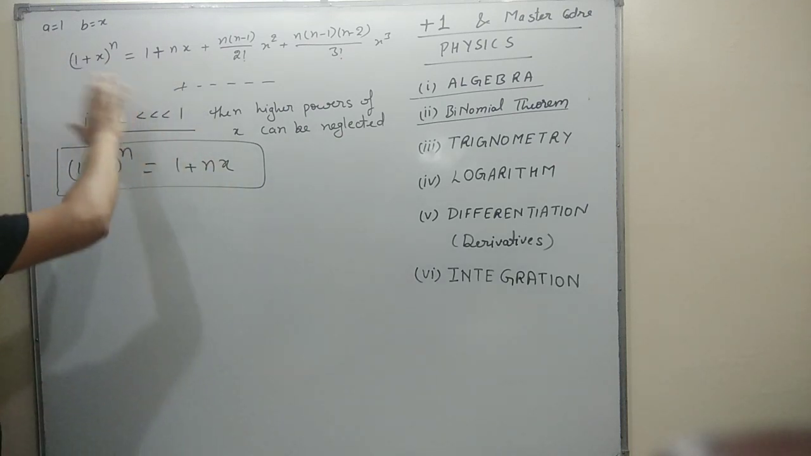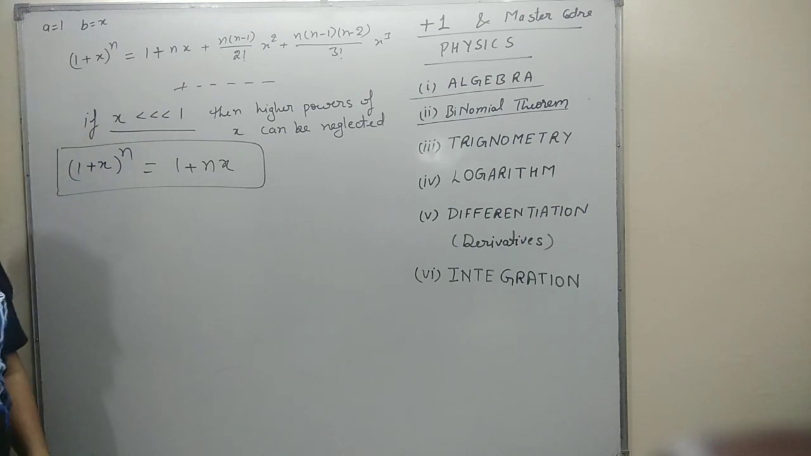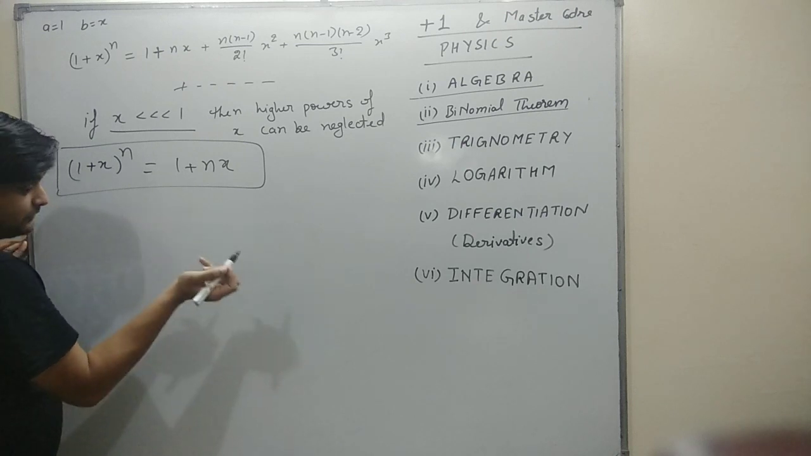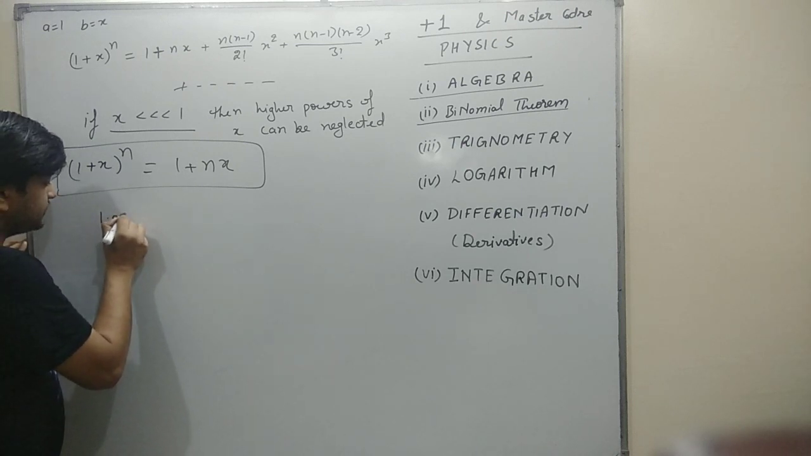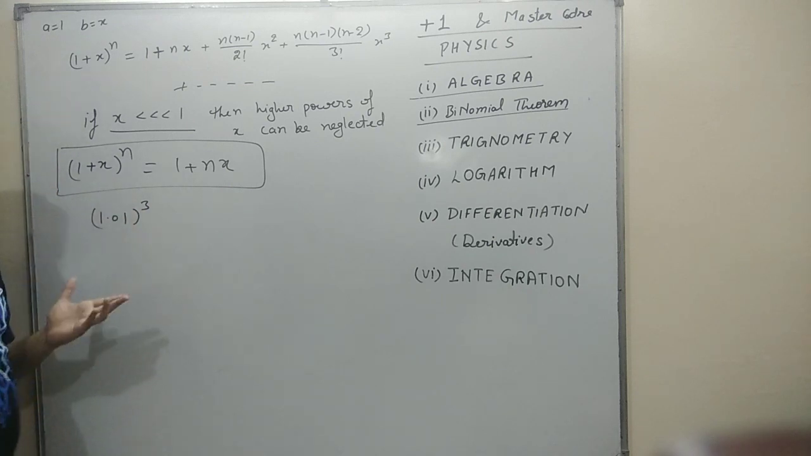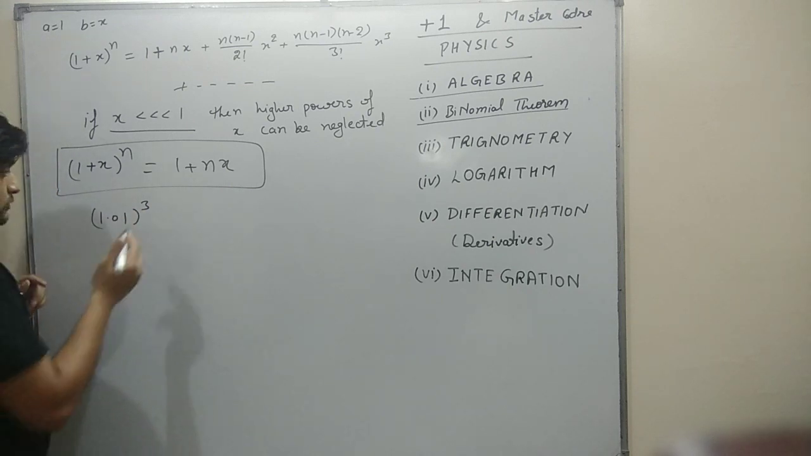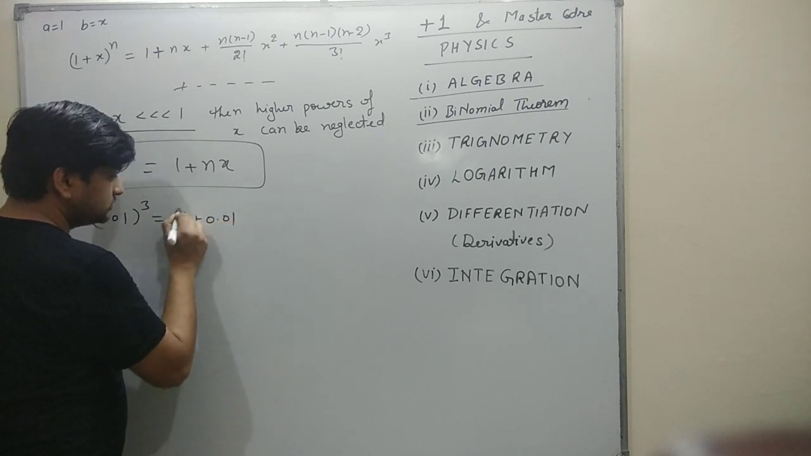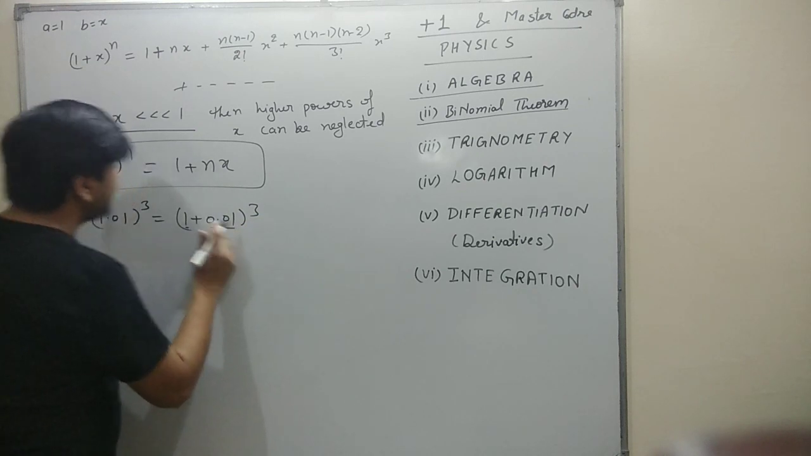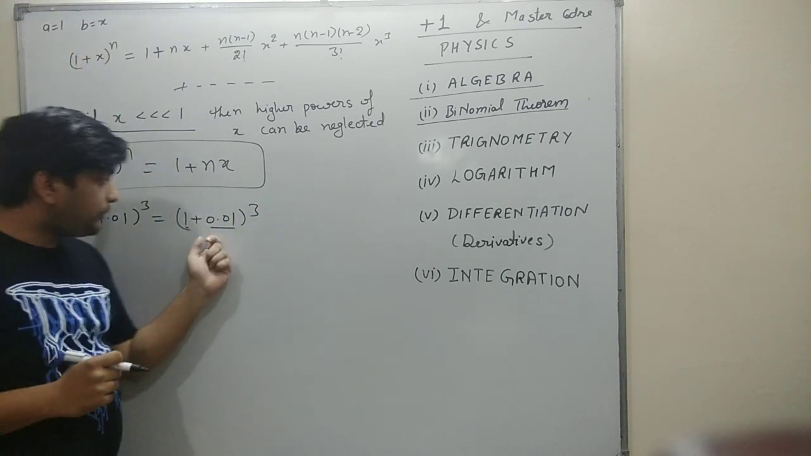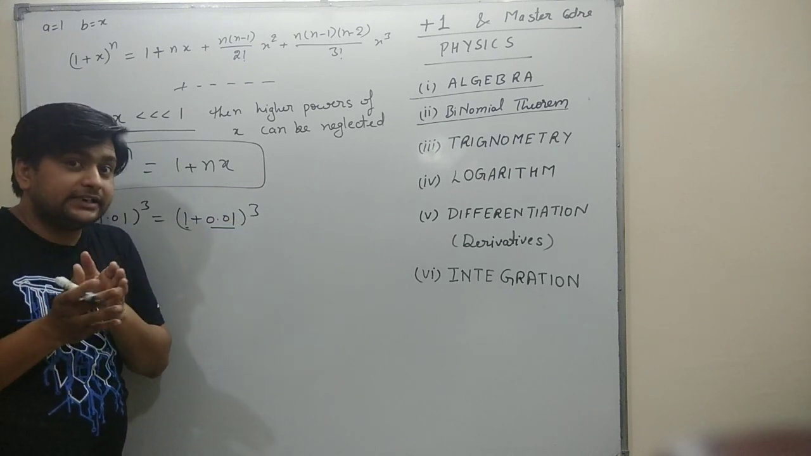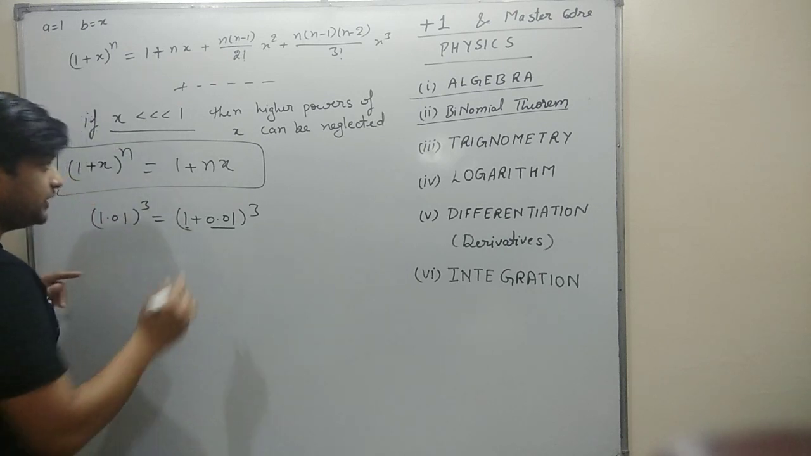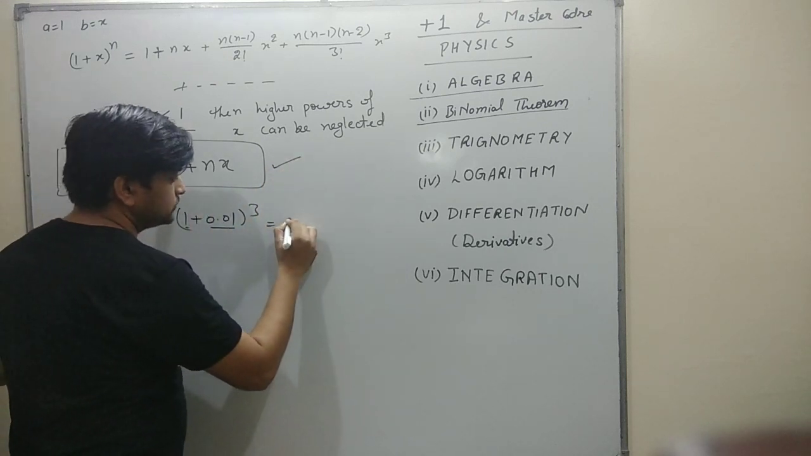If x is not less than 1, we have to solve all the expansion. So, like, if I have to solve 1.01 raised to power 3, how can I solve it? By binomial theorem. I can write it as 1 plus 0.01 raised to power 3. So now my x is 0.01, and this is very small compared to 1. So I can use this formula.